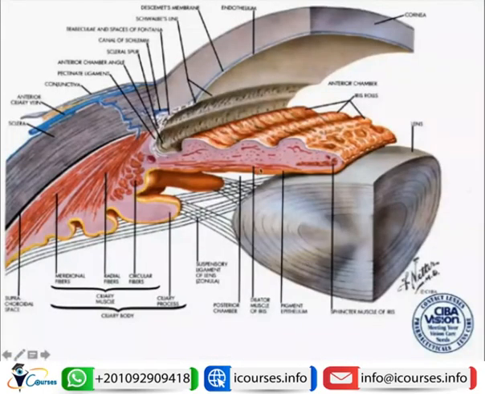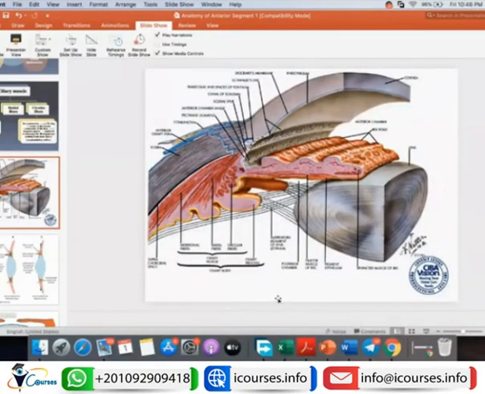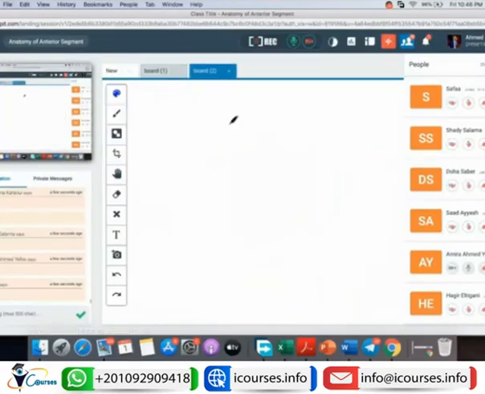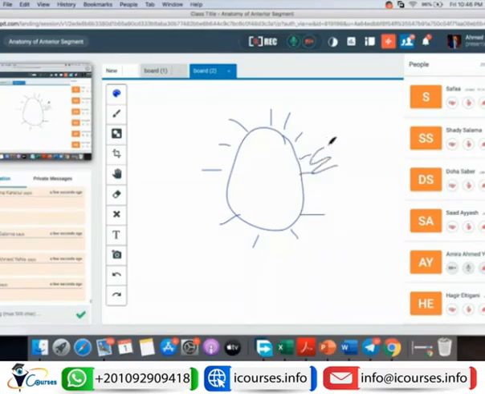So let me explain this in more detail, just to understand what we are talking about. Here is the lens, and these are the zonules. And these zonules are attached to the ciliary process through the ciliary body ring.